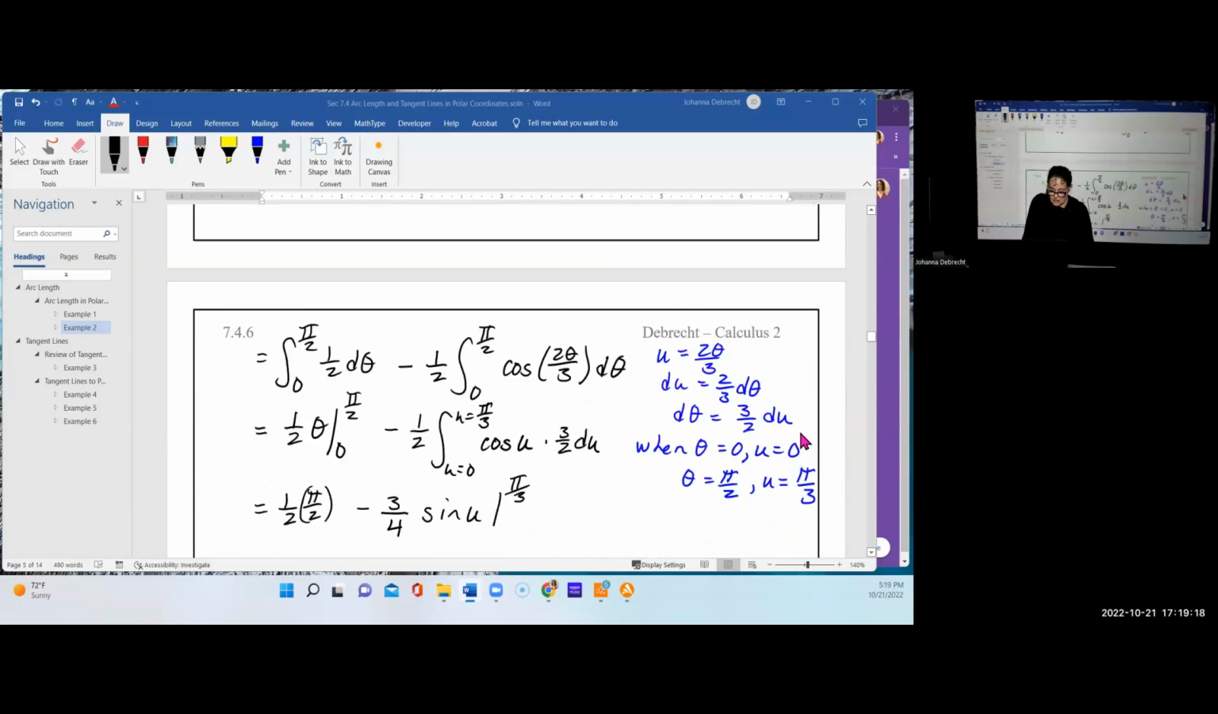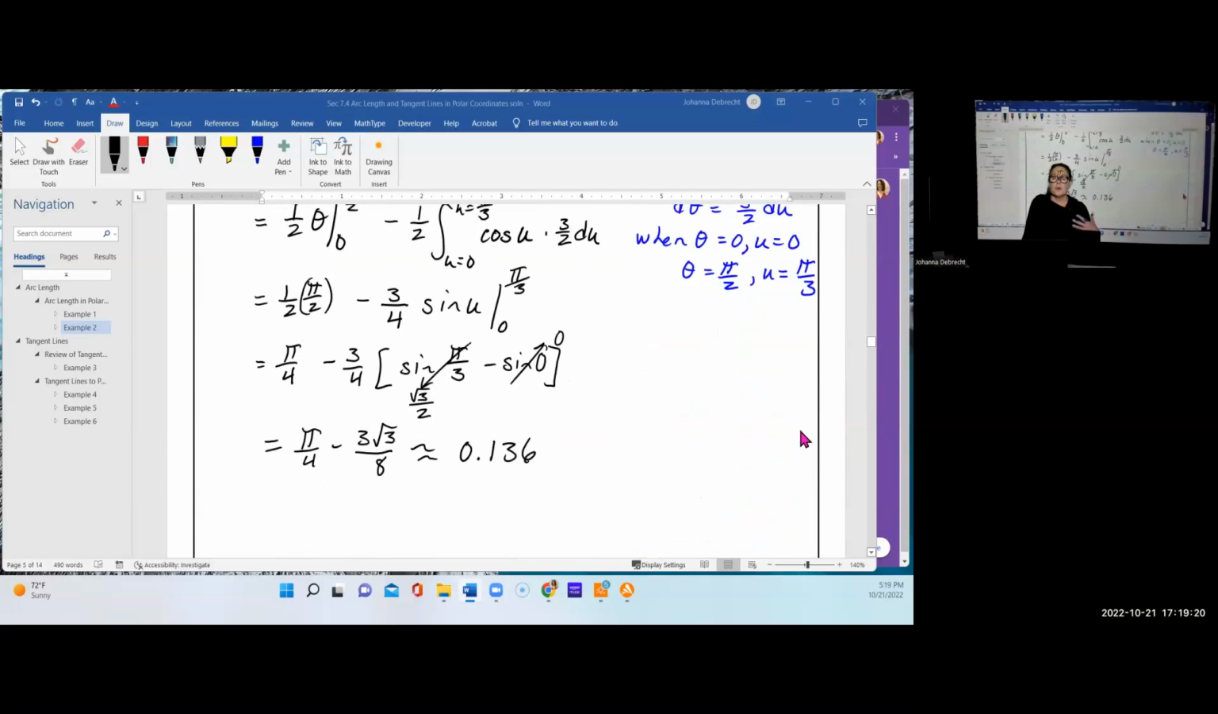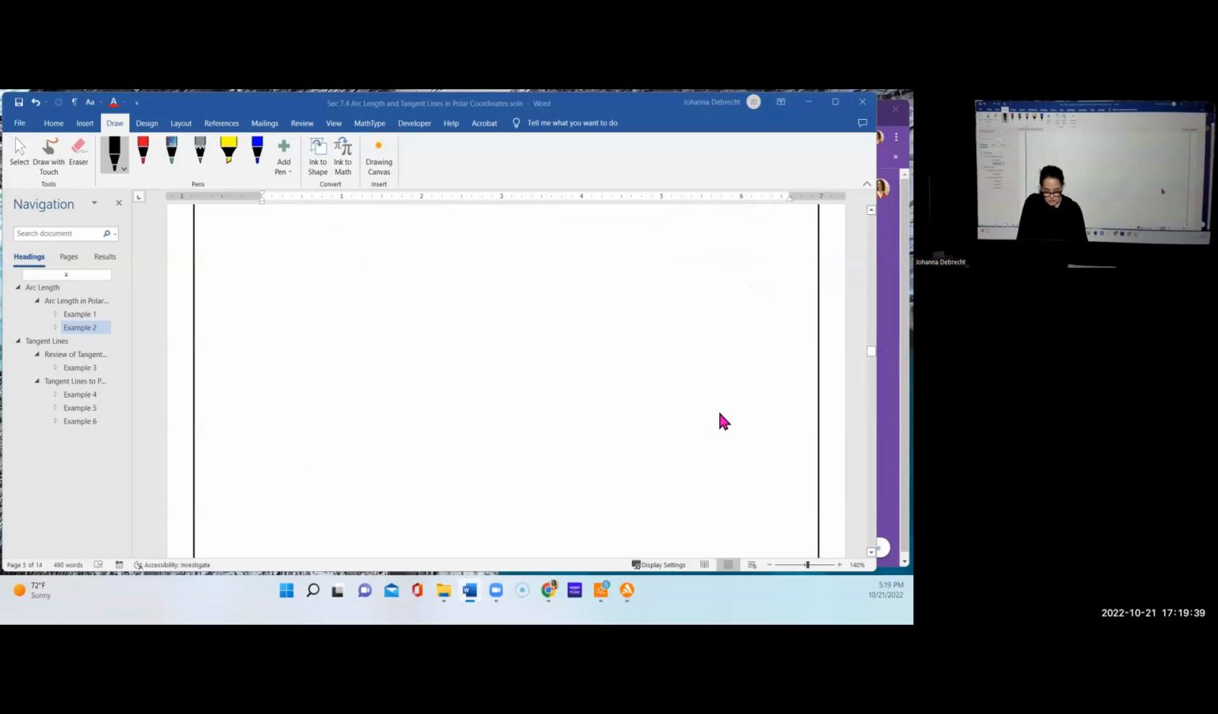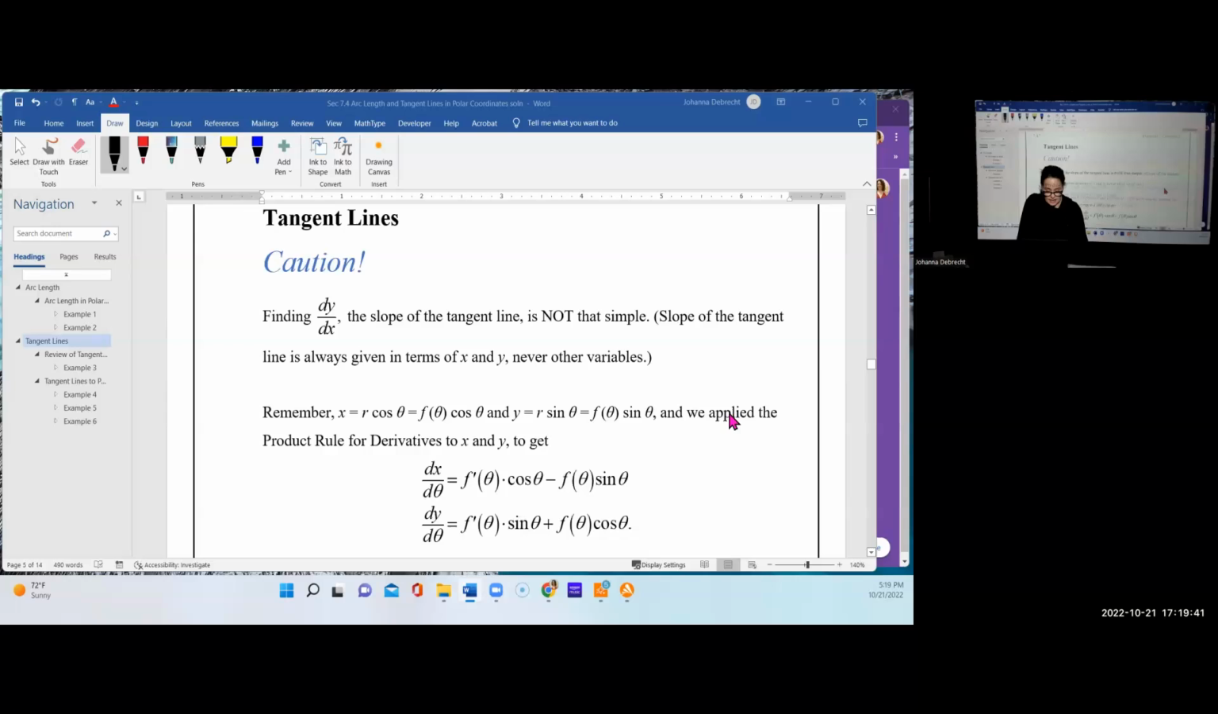So I think you'll find that doing arc length is actually pretty formulaic, as long as you can find r and square it, find dr d theta, square that, add them together, then take the square root of the thing, and make sure that you have the beginning angle and the ending angle. That will give you the arc length. Now we want to switch gears and talk about tangent lines.